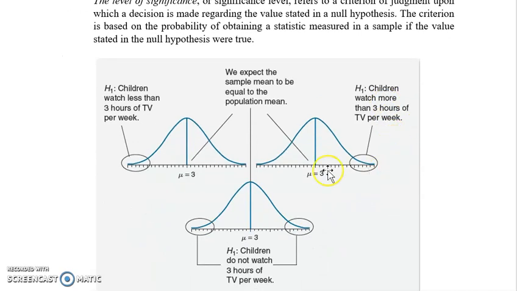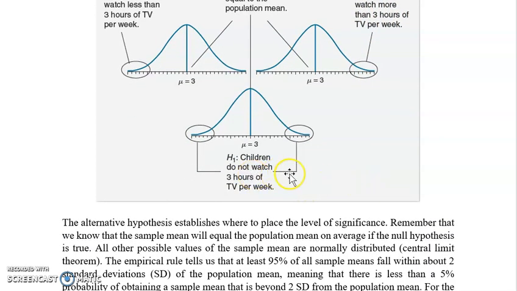For example, this one. H1: children watch less than 3 hours of TV per week. Now, we expect the sample mean to be equal to the population mean. Here, the mean is equal to 3. Children watch more than 3 hours, children watch less. This is a two-tailed test. This is our mean, and this is less than: children watch less than 3 hours of TV per week, and then we have children watch more than 3 hours of TV per week, and do not watch 3 hours of TV per week.